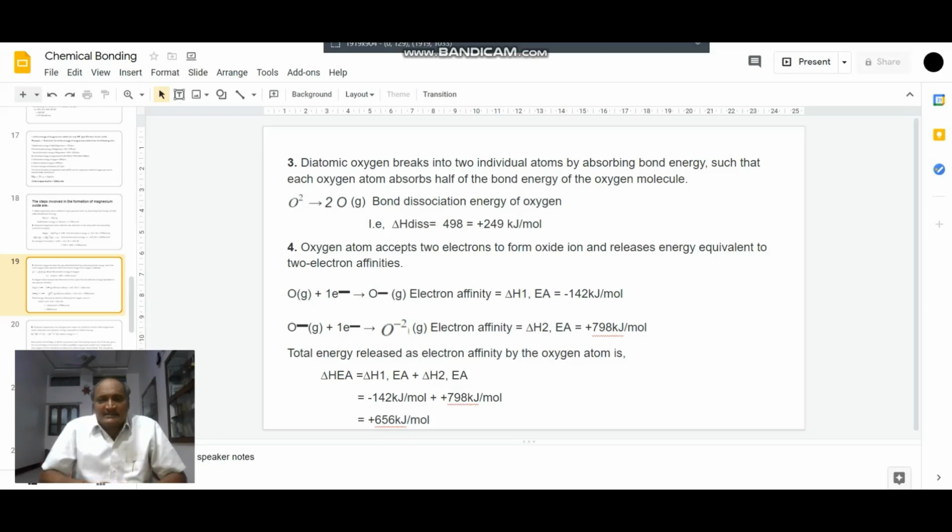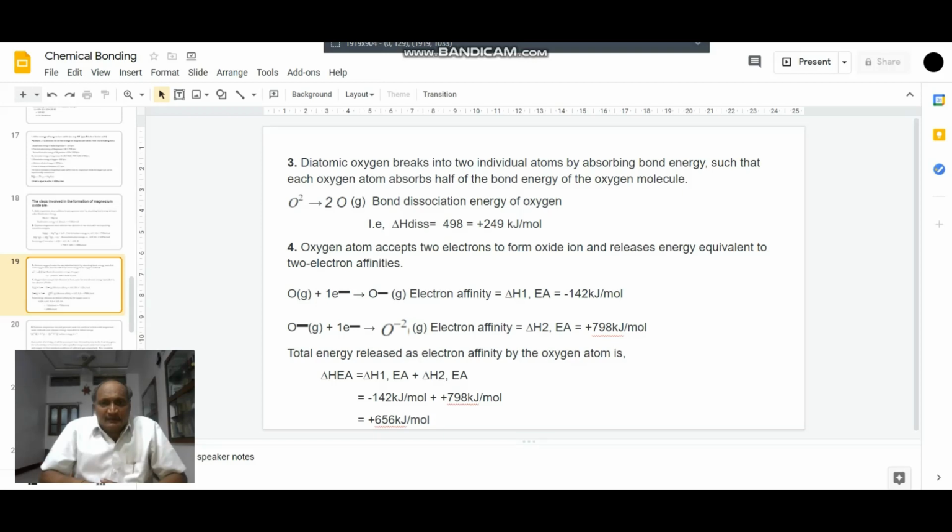and releases energy equal to the 2 electron affinity, that is, oxygen in gaseous form gains 1 electron to form an O minus ion in a gaseous state. The electron affinity is indicated as delta H1 and it is equal to EA, and it is equal to minus 142 kilojoules per mole. Similarly, oxygen, by gaining 1 more electron, the electron affinity is indicated as delta H2, that is again equal to EA, it is equal to plus 798 kilojoules per mole.